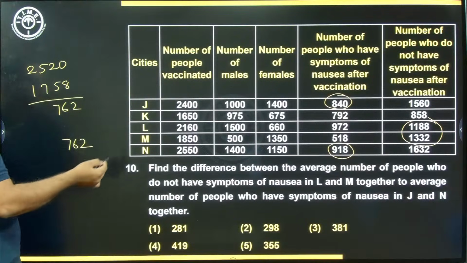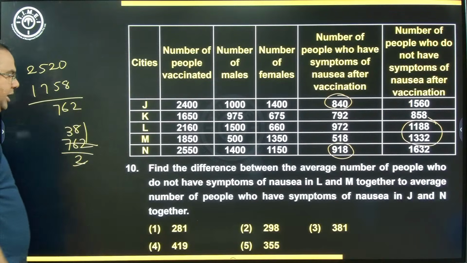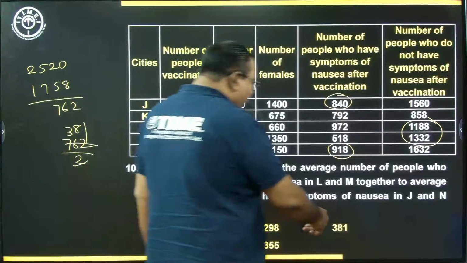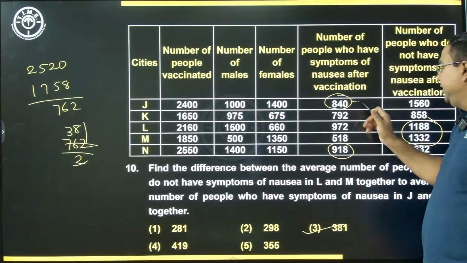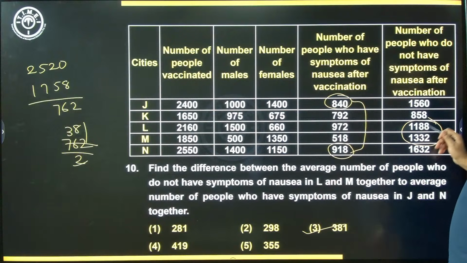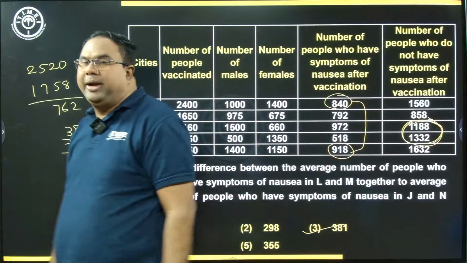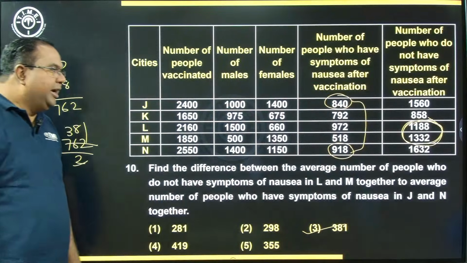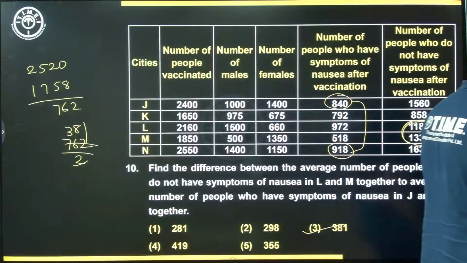Now, obviously, this is a difference. I want the average. If I divide by 2, 381. 381 is present in choice 3. Don't waste your time finding the average of these two, L and M, and the average of the other two. It is a time waste. What I'm saying is, I want the difference of averages. First of all, find the difference in terms of number. This is 2520, this is 1758. If I subtract, the difference is 762. I want the average, so it is obviously 2 cities. So by 2 you divide, you'll get 381. 381 is present in choice 3. Correct answer.